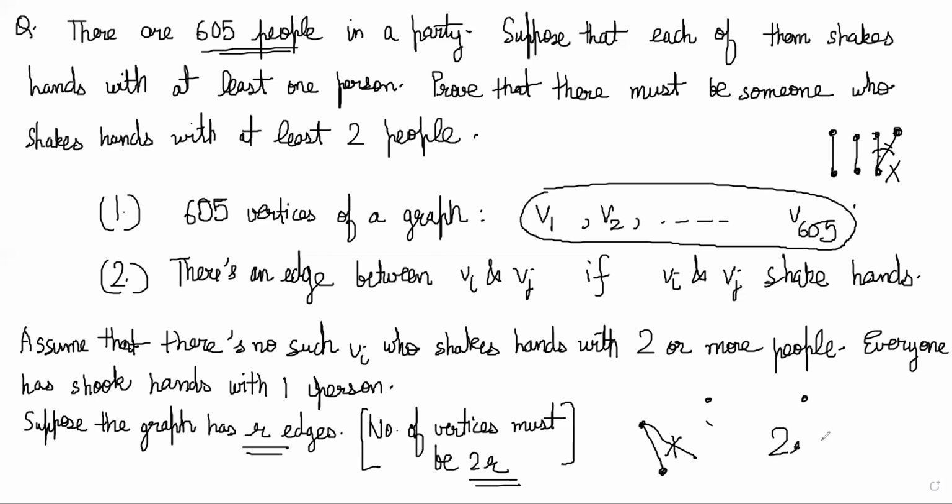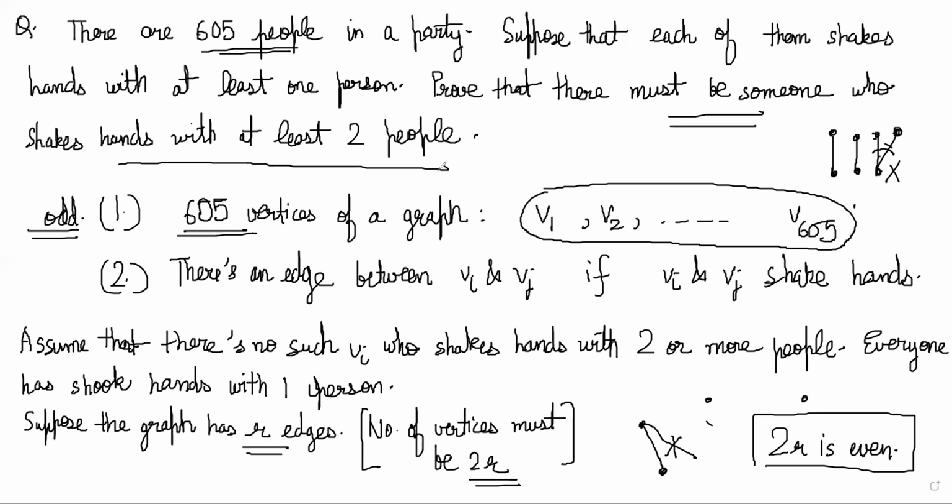But 2R is even, and we have 605 vertices actually. 605 is odd. So we have reached a contradiction. From assuming that there are no such people who shook hands with two or more persons, we realize that the number of vertices is coming out to be 2R. However, the actual number of vertices is 605, which is odd. So therefore, this is a contradiction. So that proves our statement that there must be someone who has shaken hands with at least two people.